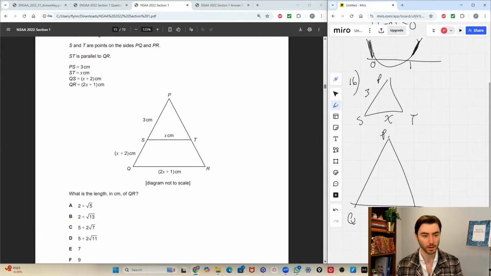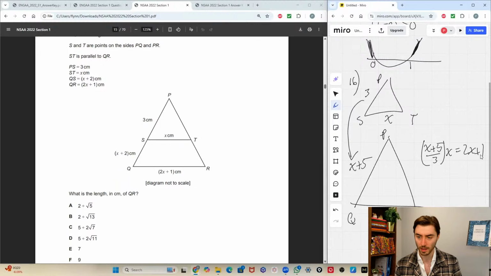So that's going to be PQR, where this whole length here is going to be x plus 5. That's going to be 2x plus 1. So the length of QR, so let's look at the scale factor. Going from here to here, we're multiplying by x plus 5 and dividing by 3. So I'm going to do the same thing to x, and I'm going to get 2x plus 1. So I'm going to multiply both sides by 3 and multiply the x through to get x squared plus 5x is equal to 6x plus 3. Form a quadratic, x squared minus x minus 3 is 0.